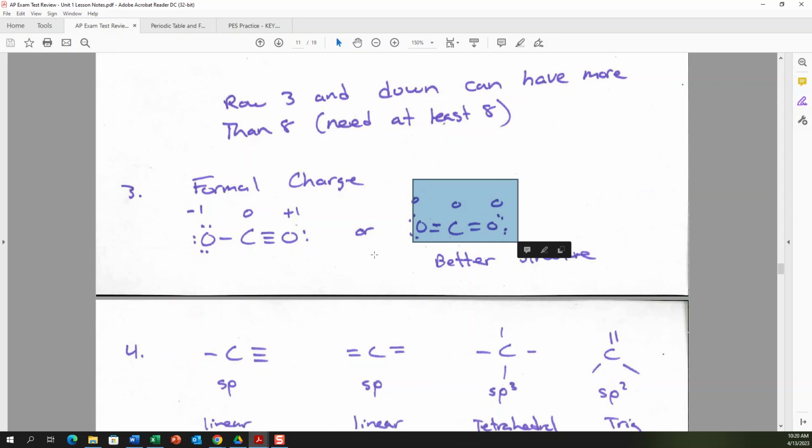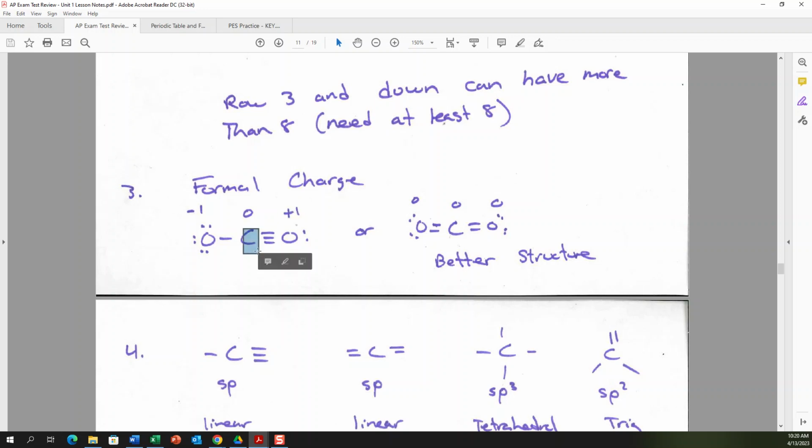Remember, formal charge is the number of valence electrons the atom normally has, minus 1/2 of the bonding electrons, minus all of the unshared pair electrons that are around it. So like, how did I get +1 for this oxygen? Well, oxygen comes in with 6 valence electrons, 6 minus 3 bonds here. So 6 minus 3 is 3. And then minus these 2 on the lone pair. So 6 minus 3 minus 2 is +1.